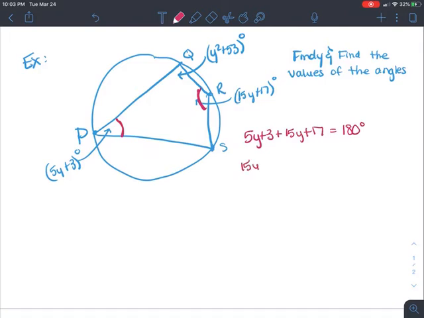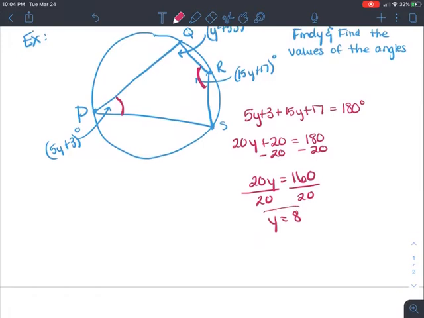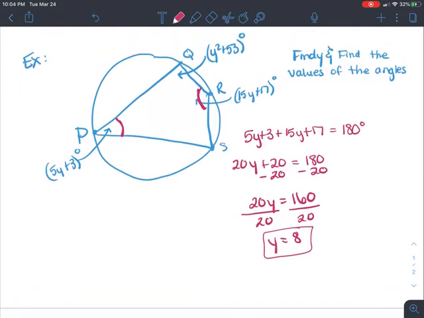So I'm going to combine like terms. I'm going to say 15y plus 20 equals 180, or sorry, not 15y. That would be 20y plus 20 equals 180. So I'm going to do minus 20 on both sides, so I get 20y is equal to 160. Divide by 20 on both sides, and I get y is equal to 8. Using the fact that y is equal to 8, I'll box that as one of my answers.